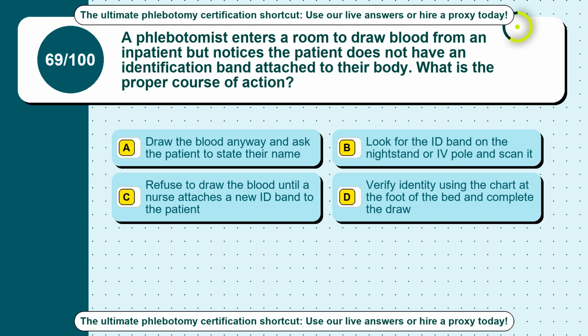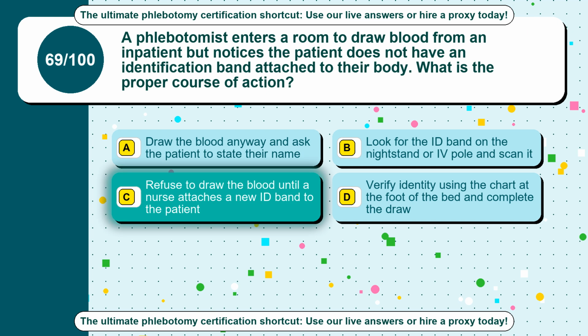Option A. Draw the blood anyway and ask the patient to state their name. Option B. Look for the ID band on the nightstand or IV pole and scan it. Option C. Refuse to draw the blood until a nurse attaches a new ID band to the patient. Option D. Verify identity using the chart at the foot of the bed and complete the draw.